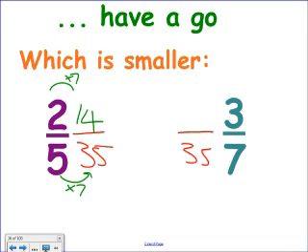So now I'm talking about my fruit drink. I know I've got 14 parts of my fruit drink on that side. What do I have to do over here?